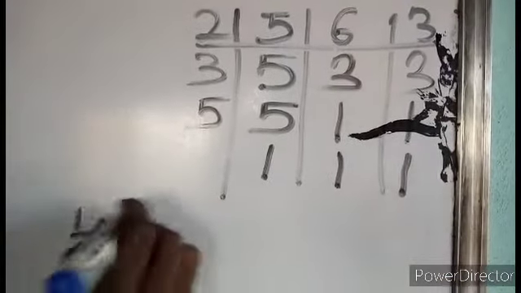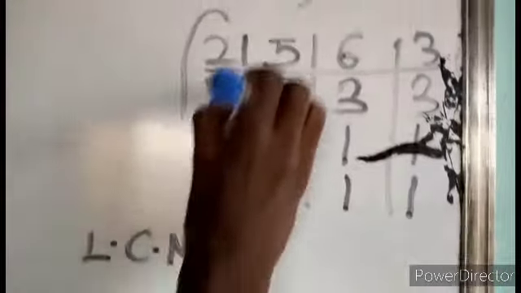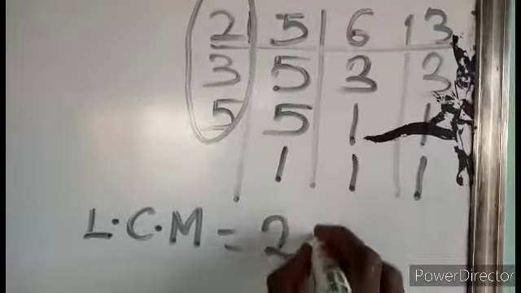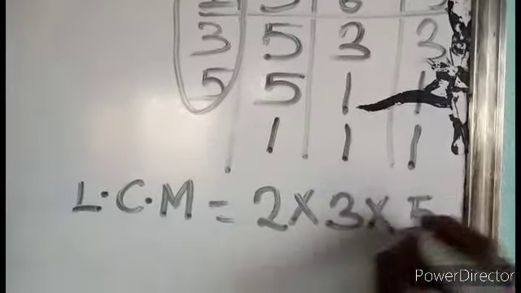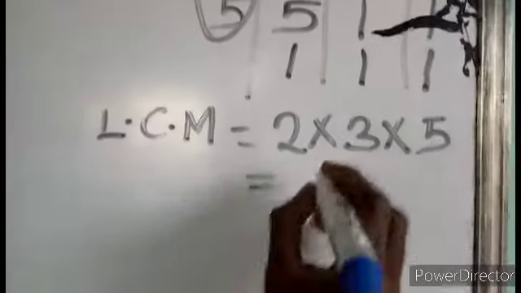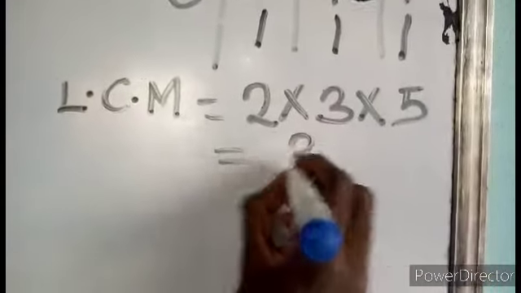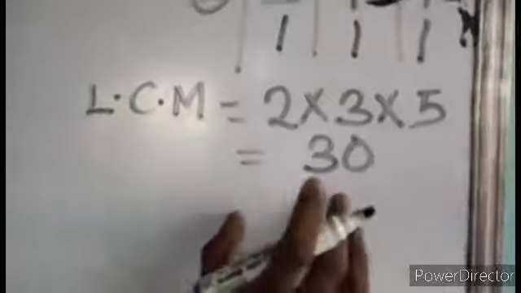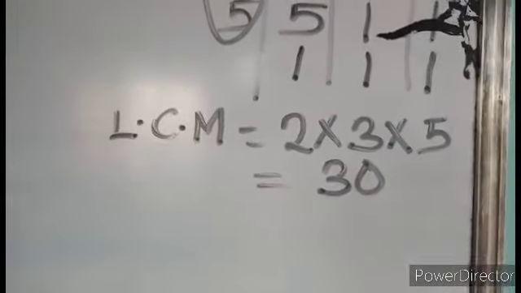Now our LCM will be this set of numbers multiplied together. 2 multiplied by 3 multiplied by 5. So we have 2 times 3, 6, times 5, which is 30. So we've gotten our 30. Now to the next step.